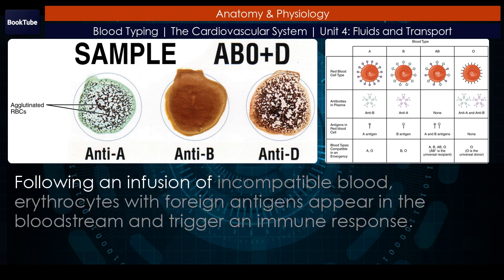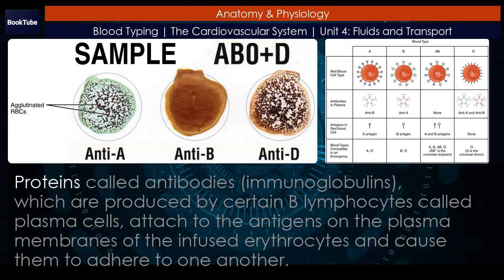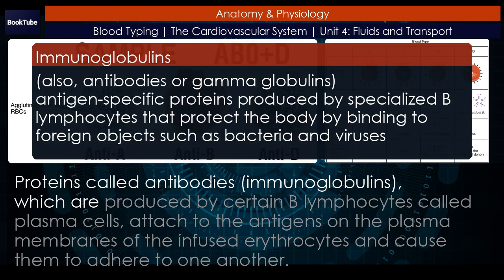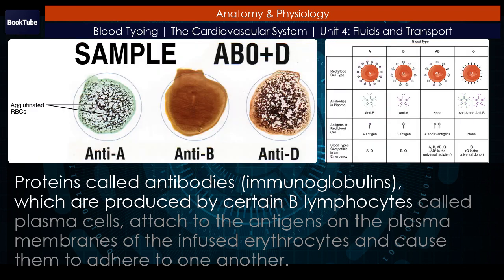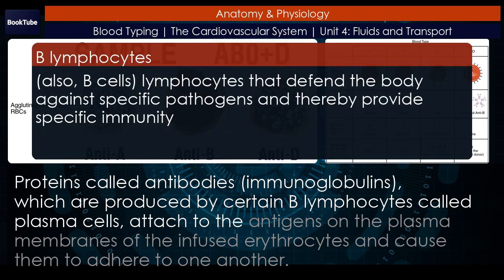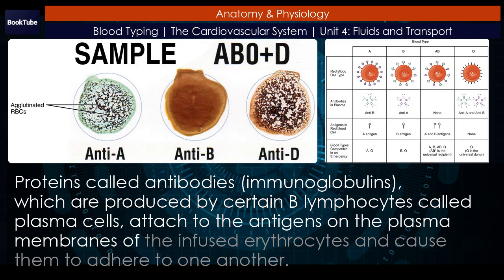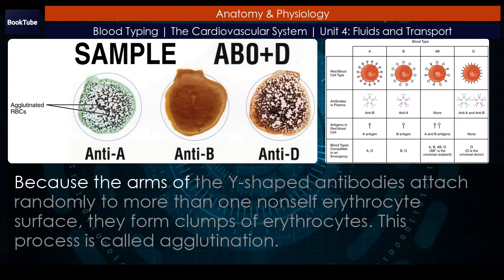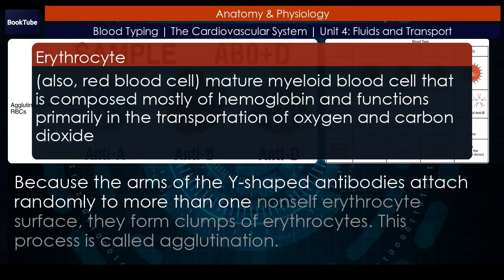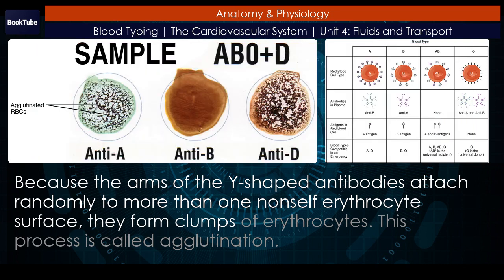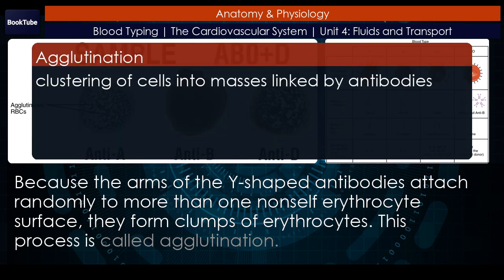Following an infusion of incompatible blood, erythrocytes with foreign antigens appear in the bloodstream and trigger an immune response. Proteins called antibodies, immunoglobulins, which are produced by certain B lymphocytes called plasma cells, attach to the antigens on the plasma membranes of the infused erythrocytes and cause them to adhere to one another. Because the arms of the Y-shaped antibodies attach randomly to more than one nonself erythrocyte surface, they form clumps of erythrocytes. This process is called agglutination.